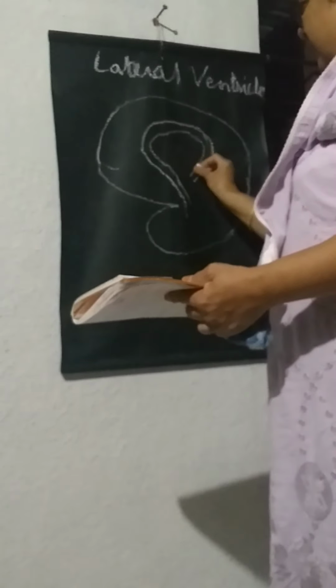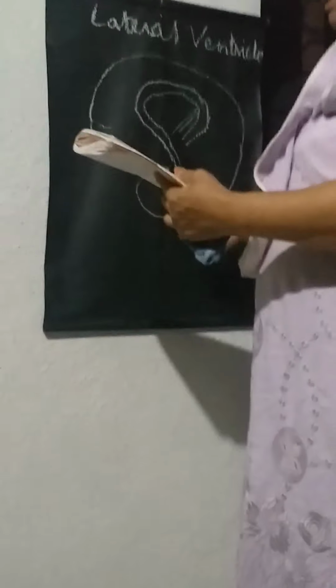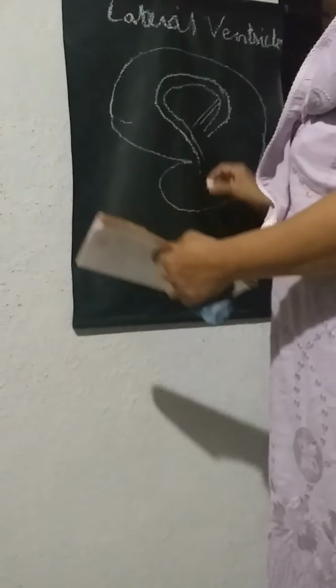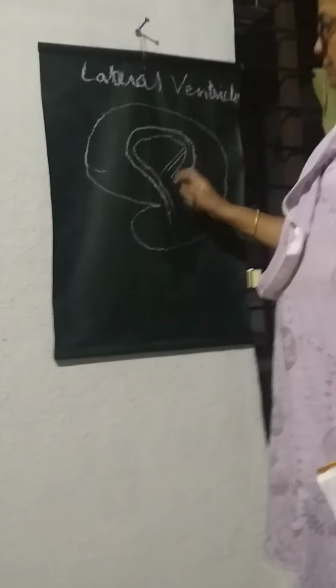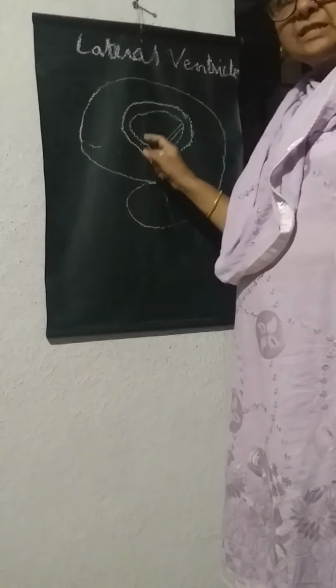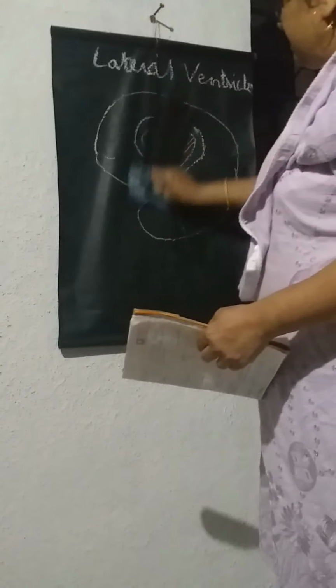So you all know the parts of the corpus callosum. This is the rostrum, this is the genu, this is the trunk, this is the splenium. Then over here you have the fornix. Then this prolongation is called the lamina terminalis. All these structures are going to be related to the lateral ventricle.